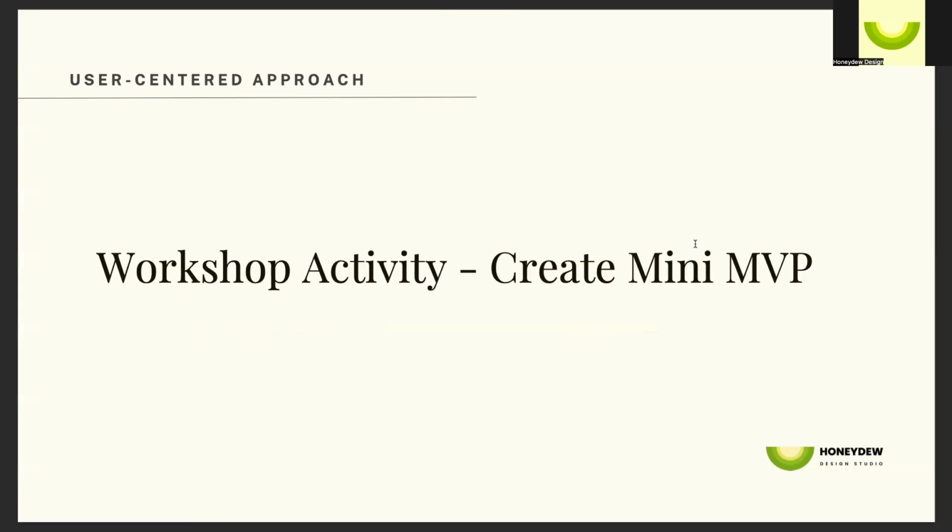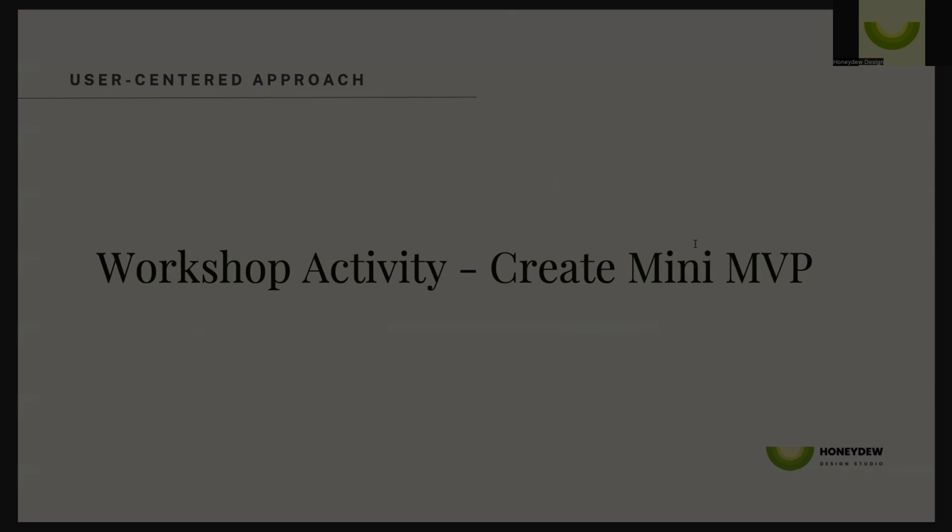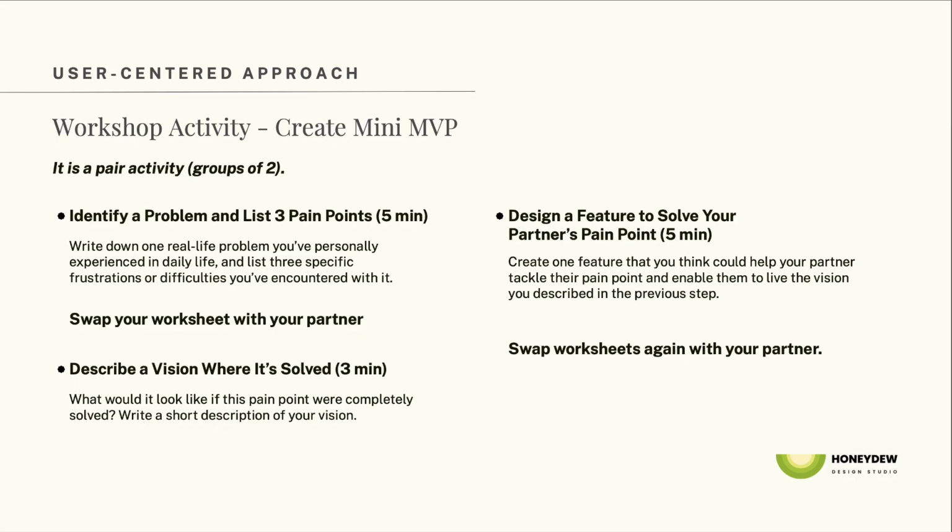Then it's my time. I'll help you guys do a little activity. I know the Simon model, you guys already did something, but that's okay. Firstly, it's a pair activity. So find someone you like or someone near you, like Simon, or you can pick another person, or you can keep working on your stuff. Our first step is to identify a problem and list three pain points. For this activity, we're going to help you create your mini MVP and help you solve each other's life pain points. You will have 5 minutes.